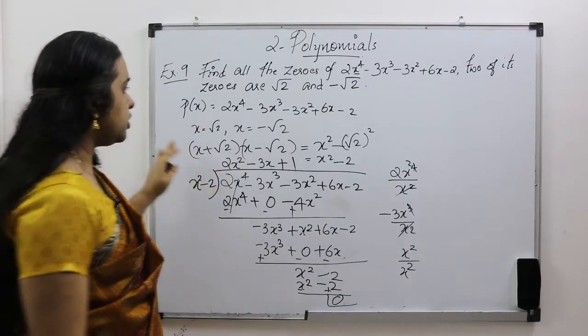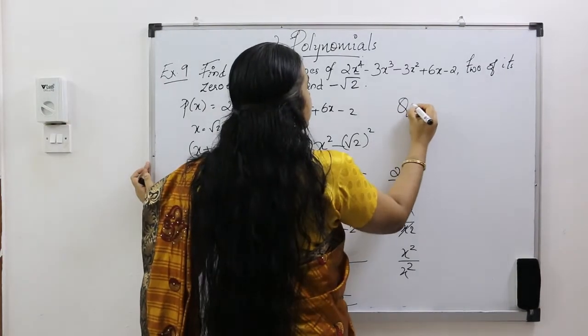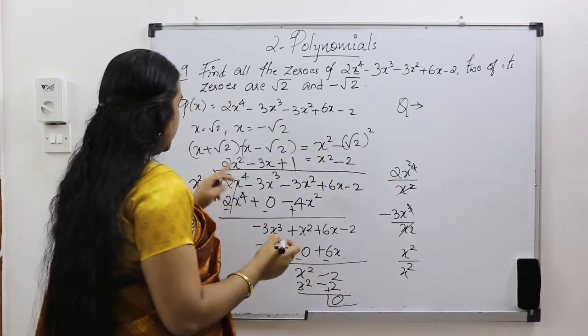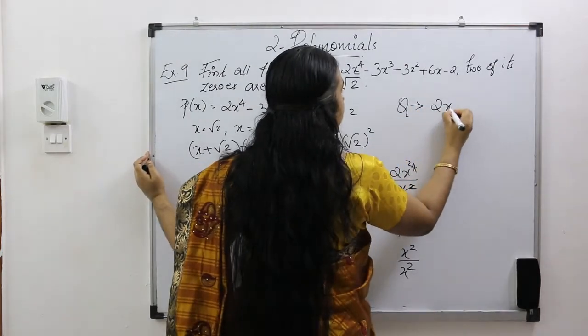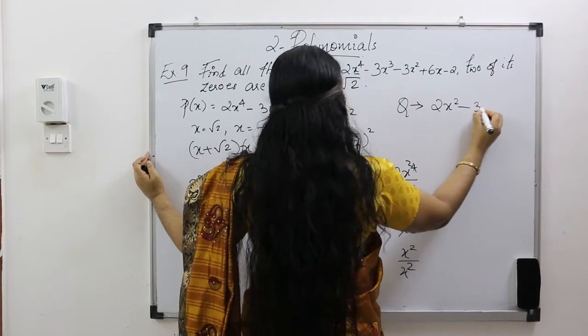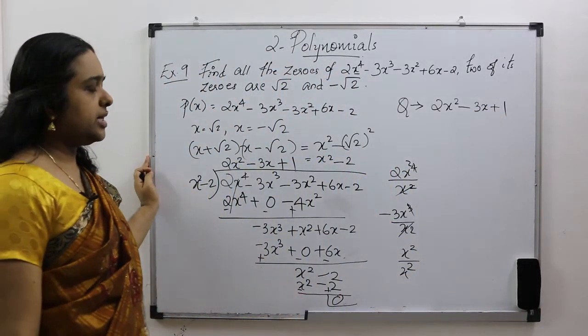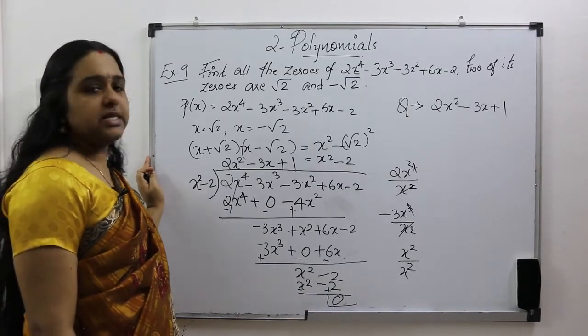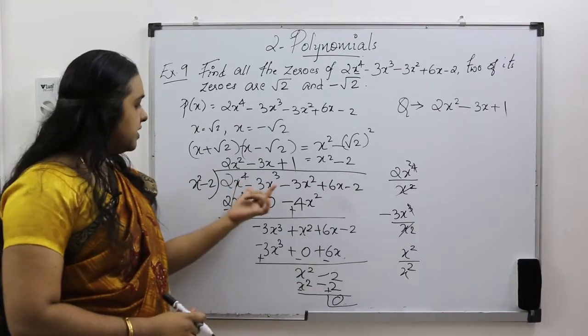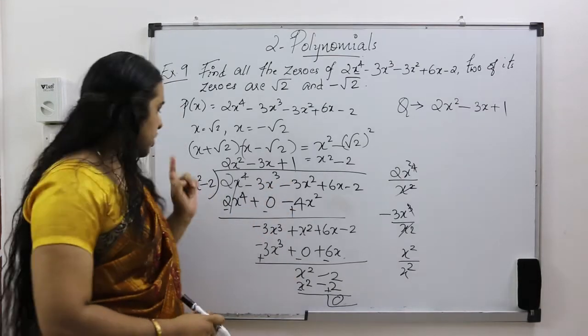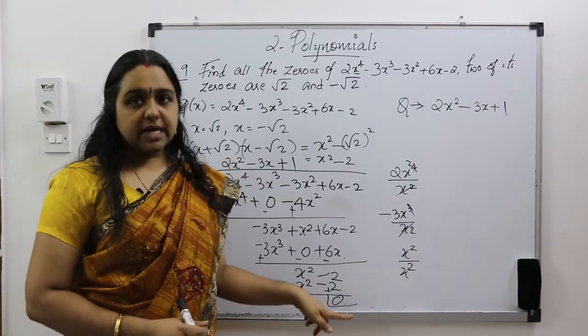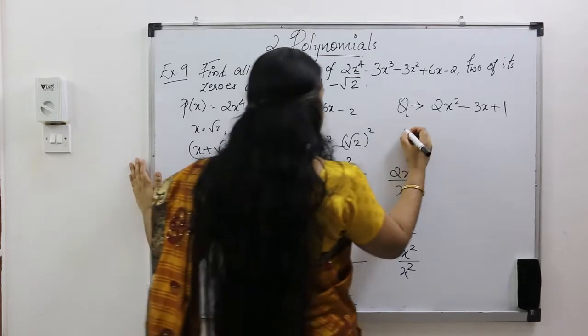Then what is our quotient? Our quotient is 2x square minus 3x plus 1. This is our quotient. Quotient is 2x square minus 3x plus 1. We know that dividend will always be equal to divisor into quotient plus remainder. So our dividend is what?